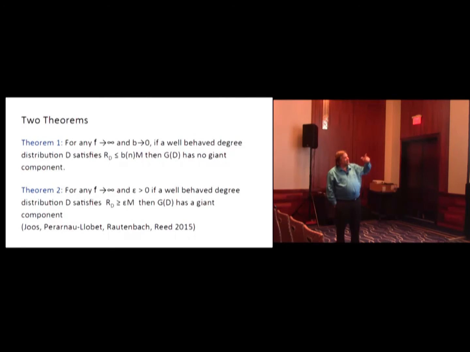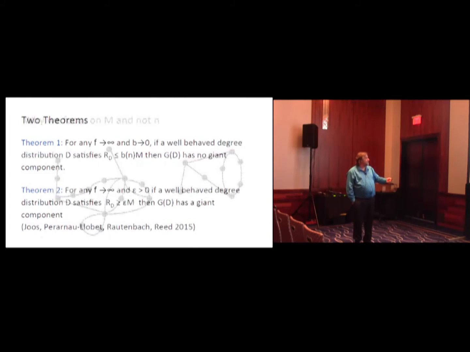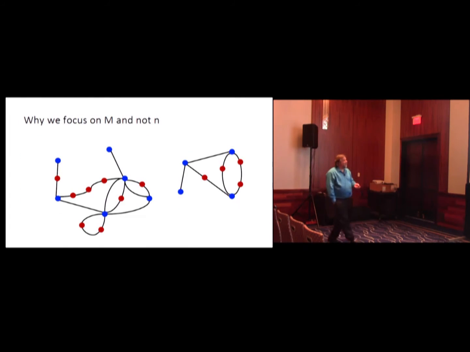We want to ask, why are we looking at m instead of n? And why do we only look at well-behaved degree distributions? Okay? So the reason we look at m instead of n, if you look at the graph we're looking at and you suppress all the vertices of degree 2, you get a multigraph with m edges.